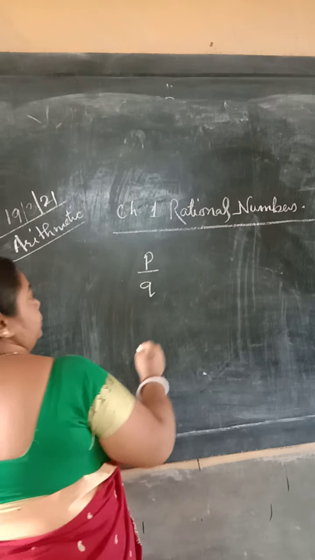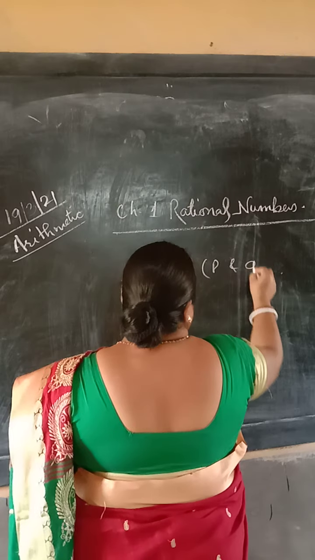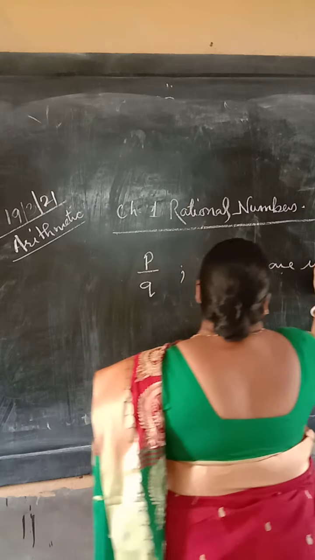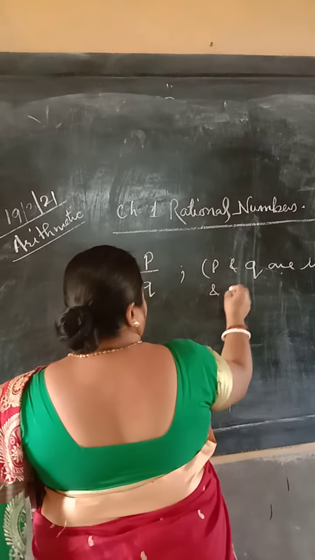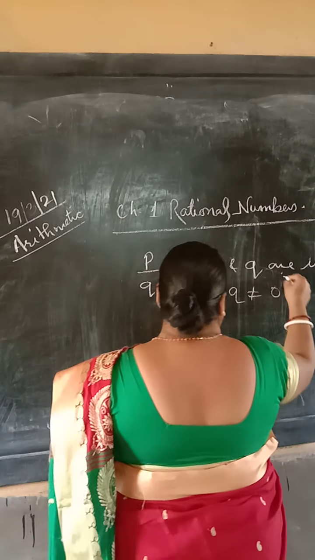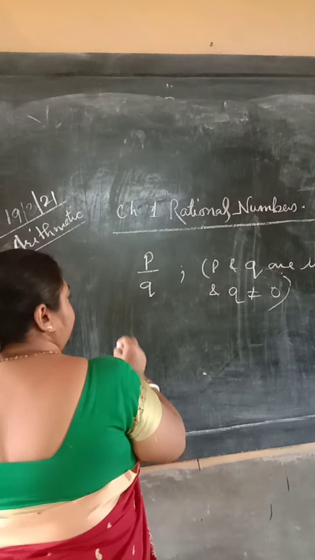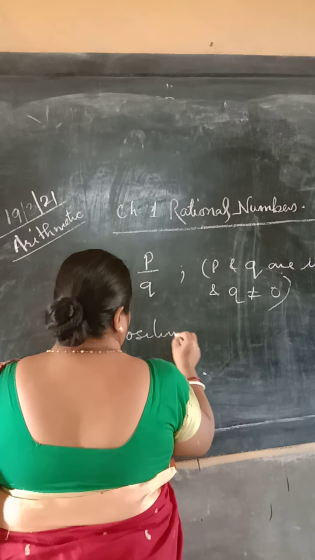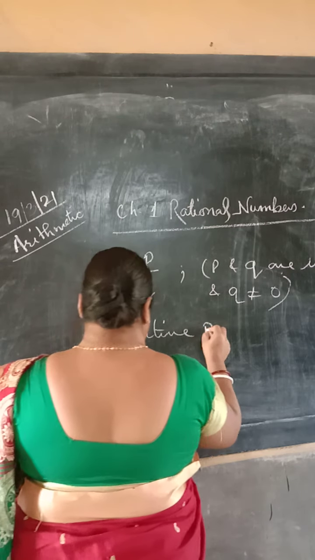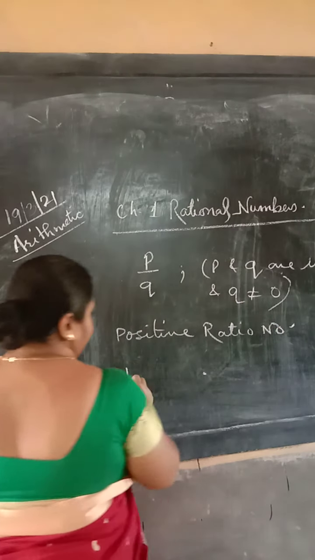And p and q are integers and q is not equal to 0, because then they form a rational number. Now we have positive rational numbers and negative rational numbers.